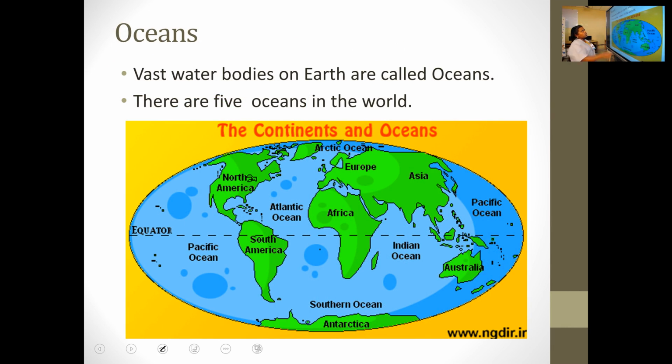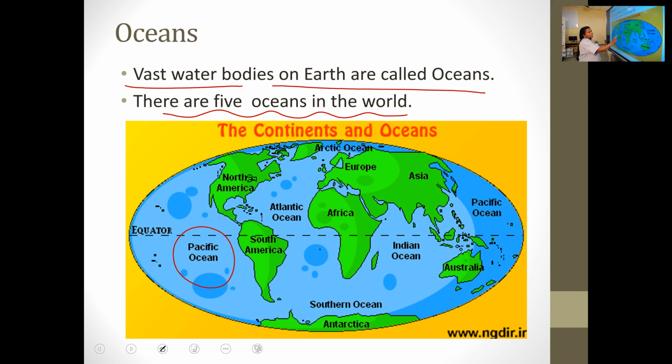Okay, so the vast water bodies on earth are called oceans. What are called oceans? The vast water bodies on earth are called oceans. Then there are 5 oceans in the world. Look at the map and let's see where these oceans are located.